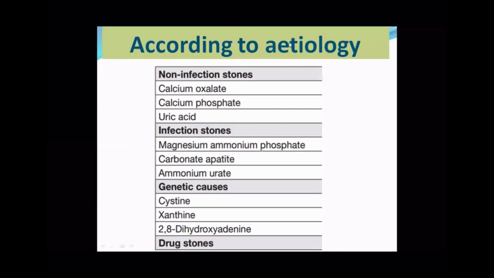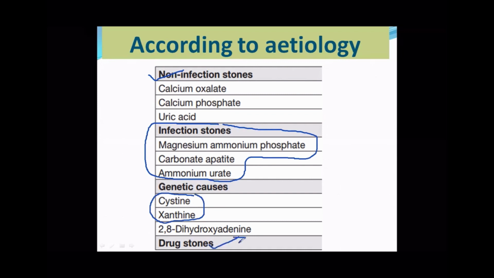So another way to classify the stone is by etiology. Non-infectious means not associated with infection. Infectious: the most common infection stone is strawberry stone, that is magnesium ammonium phosphate stone. Other stones like carbonate and ammonium are also there. Genetic cause, I already told you: cystine and xanthine are purely genetic disorders, and they are very rare stones.